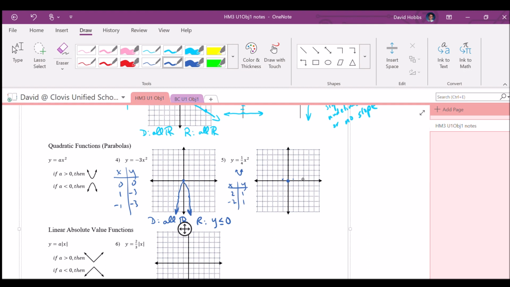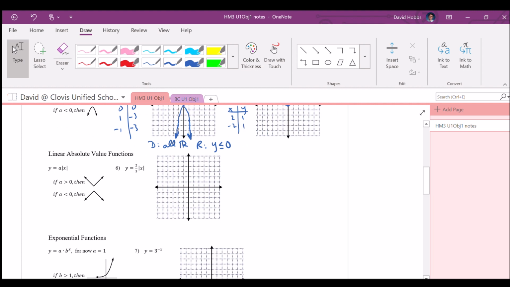So the closer the a value gets to 0, the wider it gets. The bigger the absolute value of the a is, the narrower it gets. The further away it gets from 0, the narrower it gets.